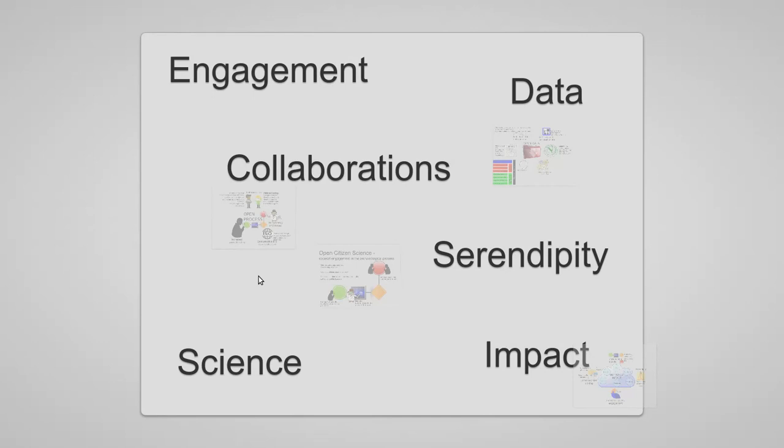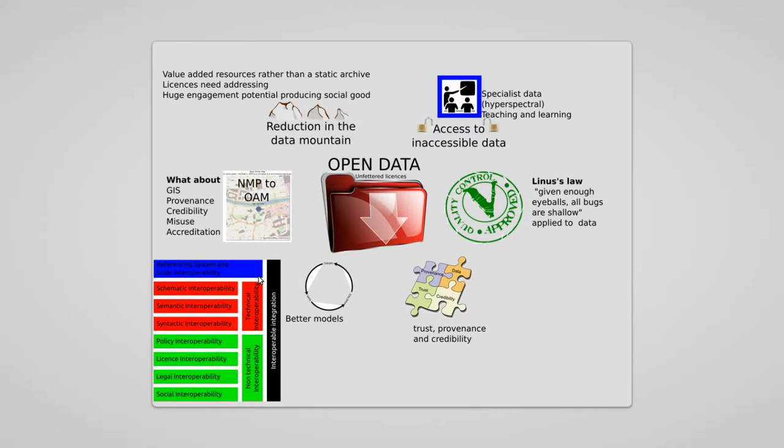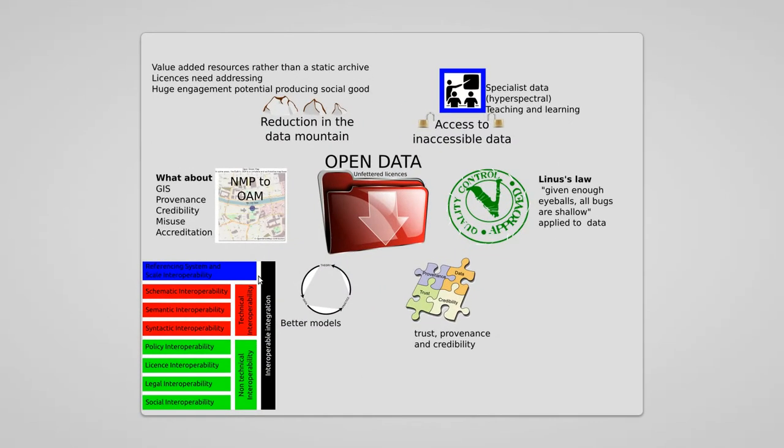So, open science. I see it very much dealing with engagement, data, collaboration, serendipity, impact, all within the realm of science. So from a data perspective, it's value-adding resources rather than creating static archives. It means that you've got a dynamic corpus that can change over time. It means that people can get access to your data who would normally not get access to it. So it has great teaching and learning potential.